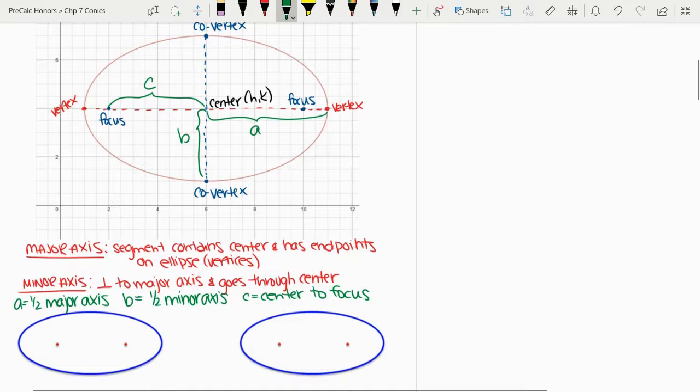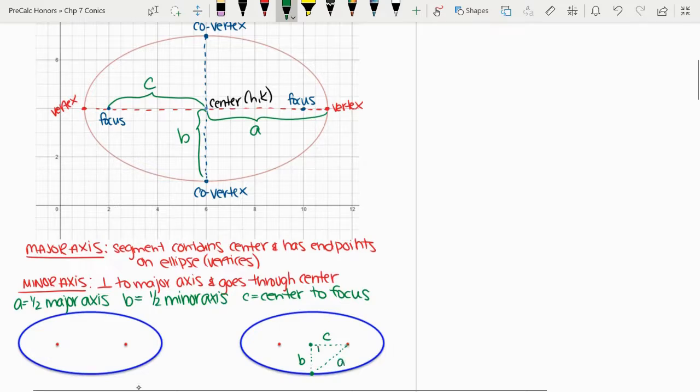Now, there is kind of a cool relationship between A, B, and C, and I'm actually going to draw it in this ellipse down here on the bottom right. So B, we said, would be center to covertex, so I'm drawing that in. C is center to focus, and we can make a right triangle with these. So if I draw on the hypotenuse, that's actually an important distance that we already have.